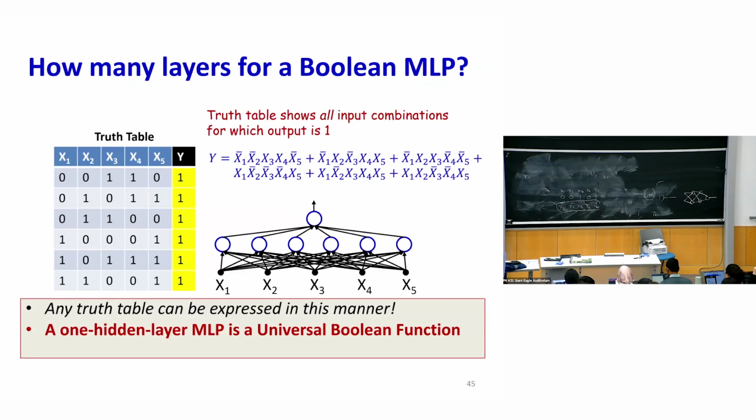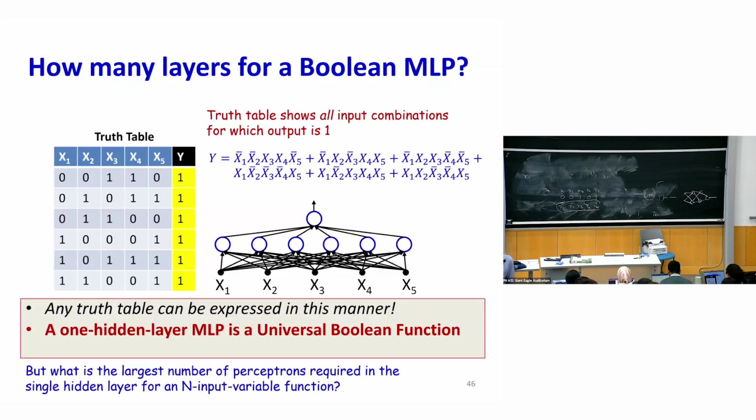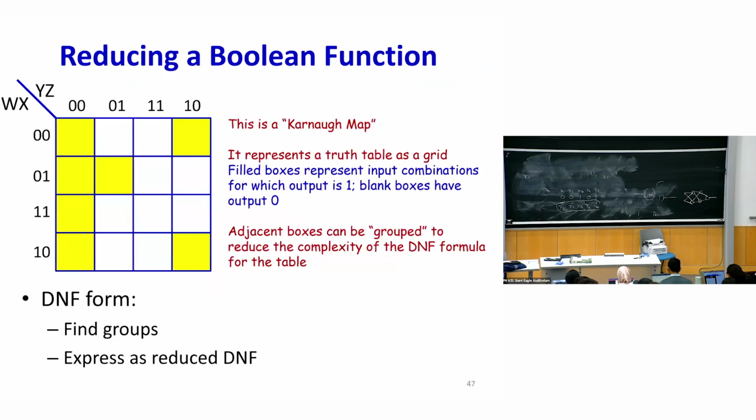So what's the catch? The catch is the number of clauses you have. So you're going to need as many neurons in that hidden layer as the number of clauses in the DNF formula. And to understand the limitation on this, I'm going to look at a different way of representing a truth table. How many of you are familiar with Carnot maps?